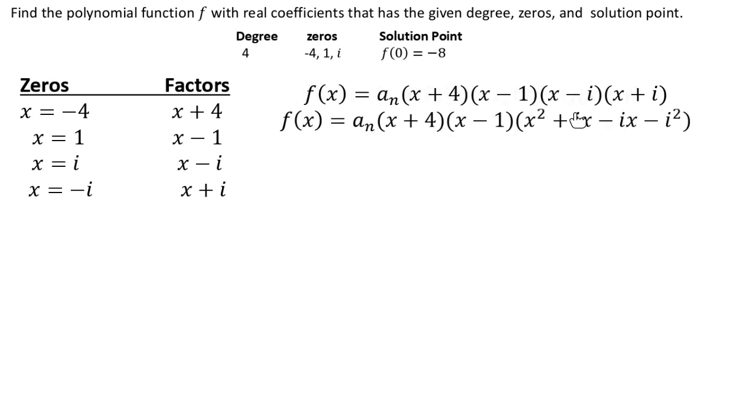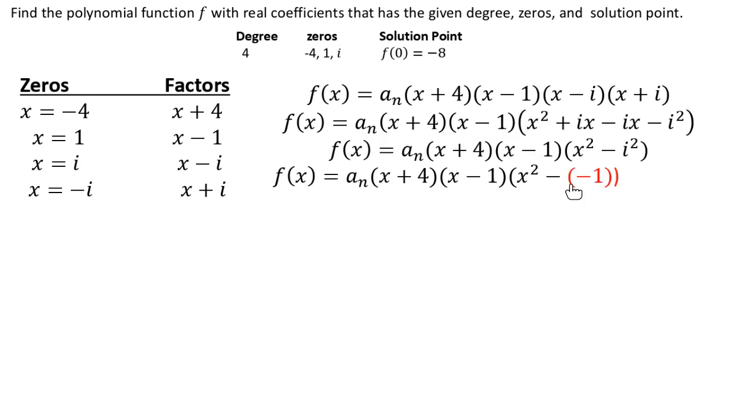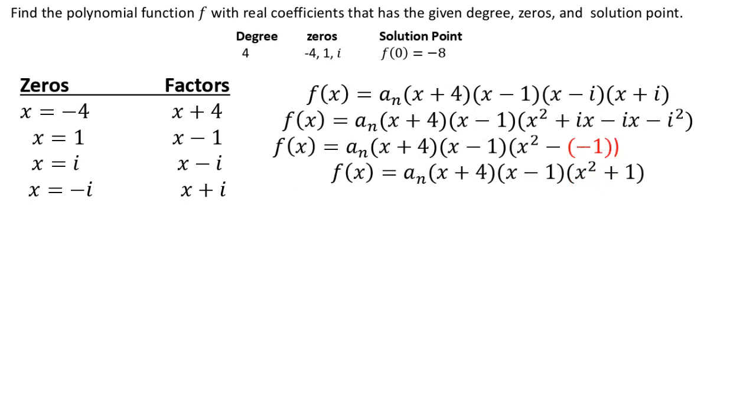So multiply the imaginary numbers: x times x is x squared, negative ix, and positive ix, and then i times negative i is negative i squared. Notice your two middle terms will become 0. Then we replace this i squared with a negative 1, so we get x squared minus a negative 1, which becomes a positive 1.